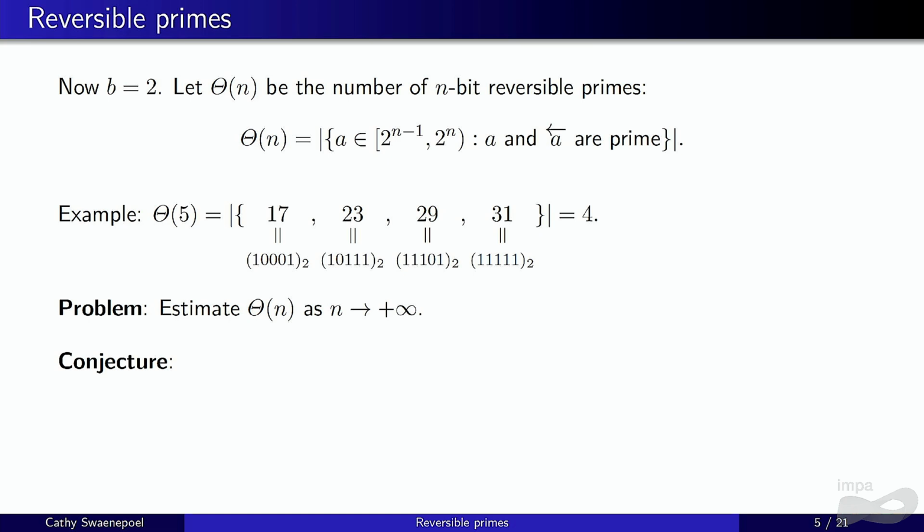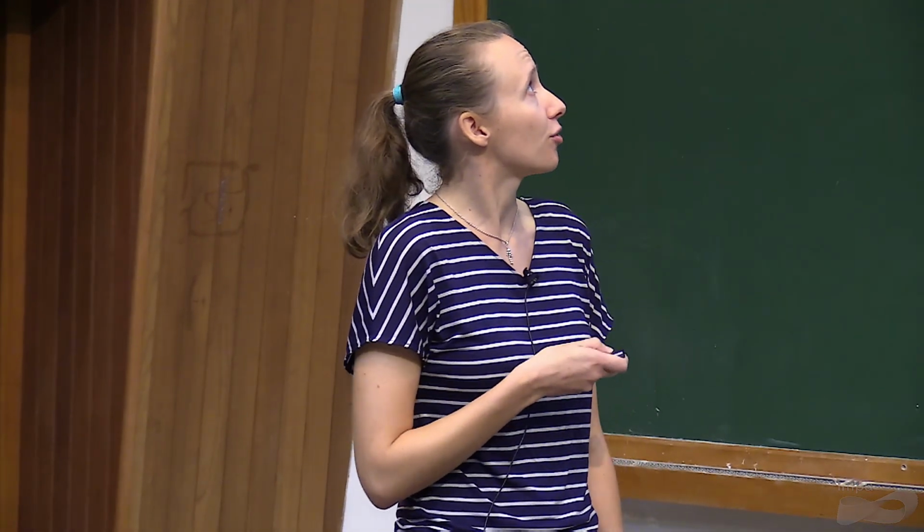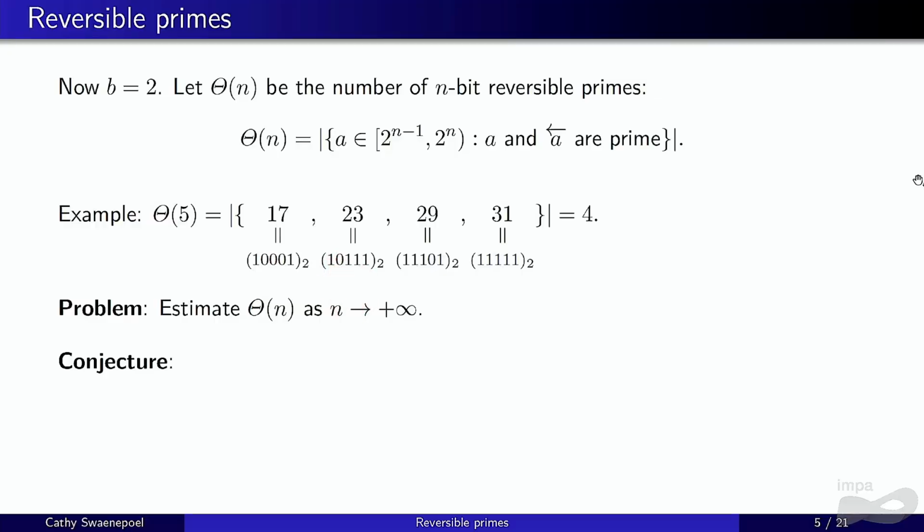Okay. So for instance, for n equal to 5, we are here between 16 and 32. The first prime is 17. Its digits in base 2 are 1, 0, 0, 0, 1. So actually, it's a palindrome in base 2. Okay. Next prime is 19, but the reverse of 19 in base 2 is 25. It's not a prime. Next prime is 23. We saw that its reverse in base 2 is 29, which is a prime. Next prime is 29. Its reverse is 23. Okay, it's a prime. And next prime is 31, which is also a palindrome in base 2. So the number of 5-bit reversible primes is 4, and this includes 2 palindromes.